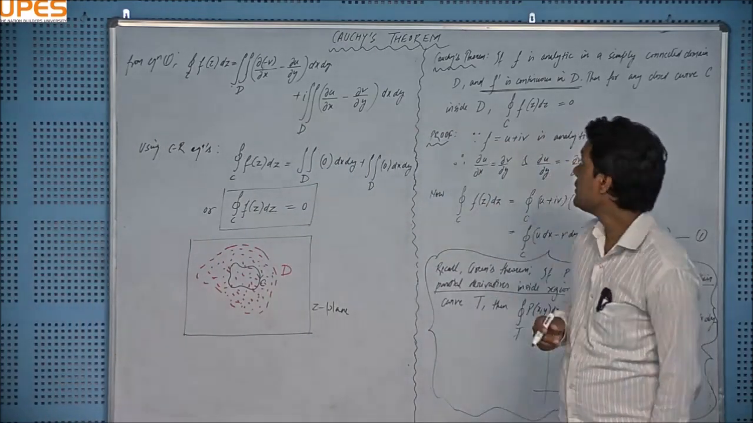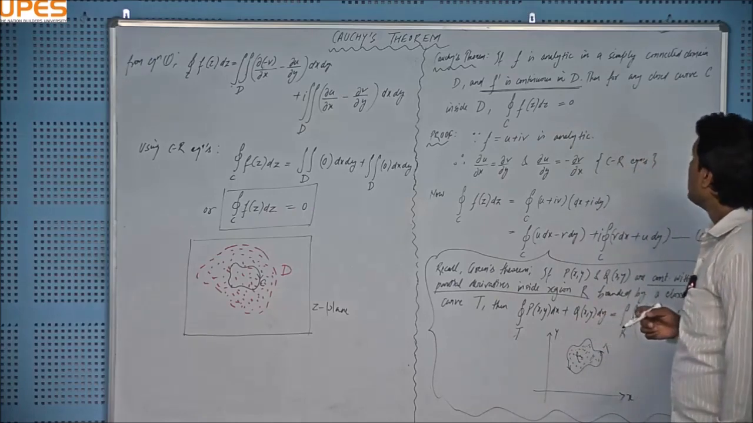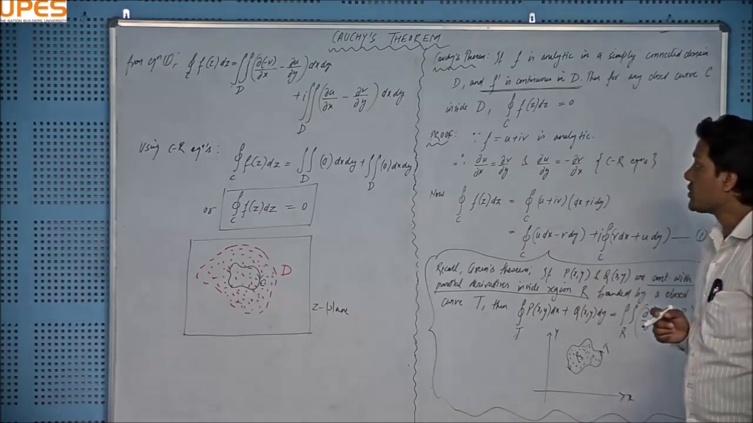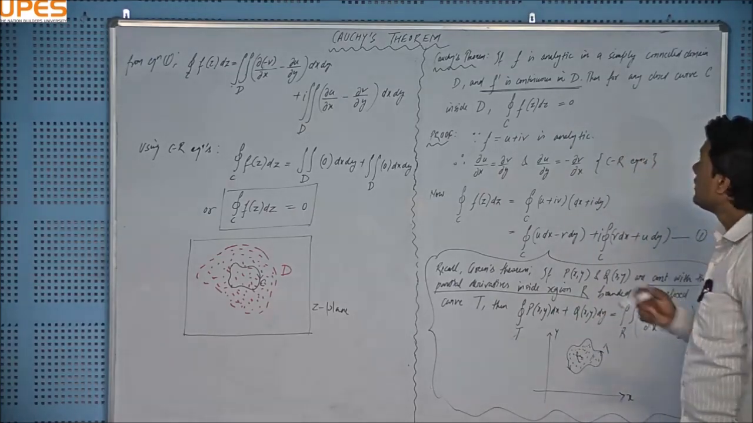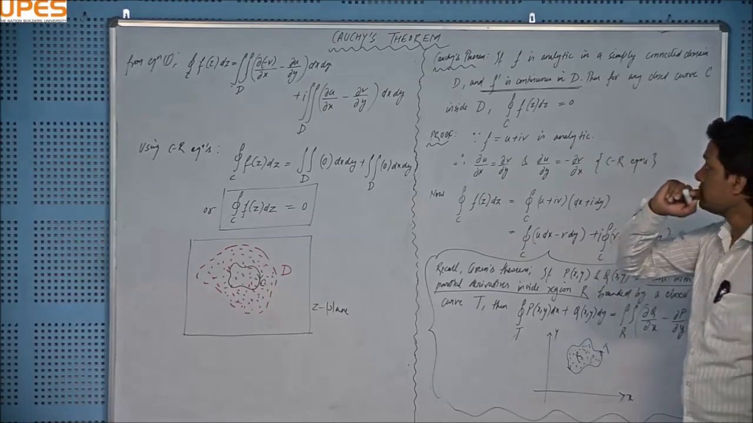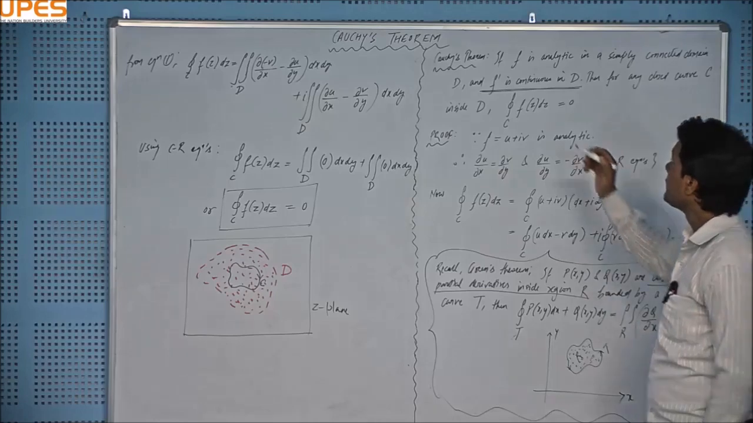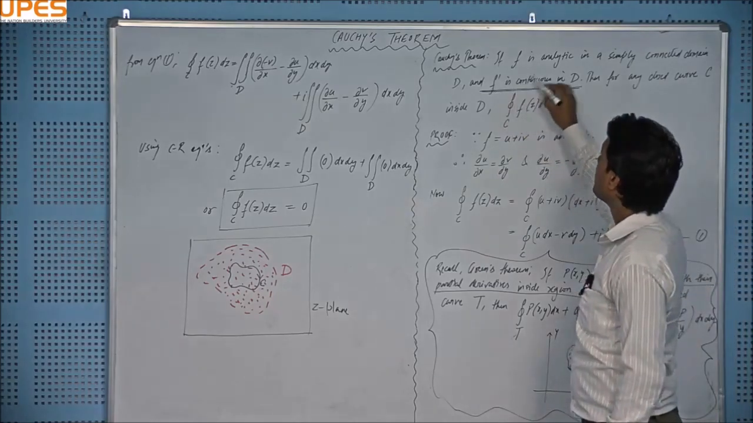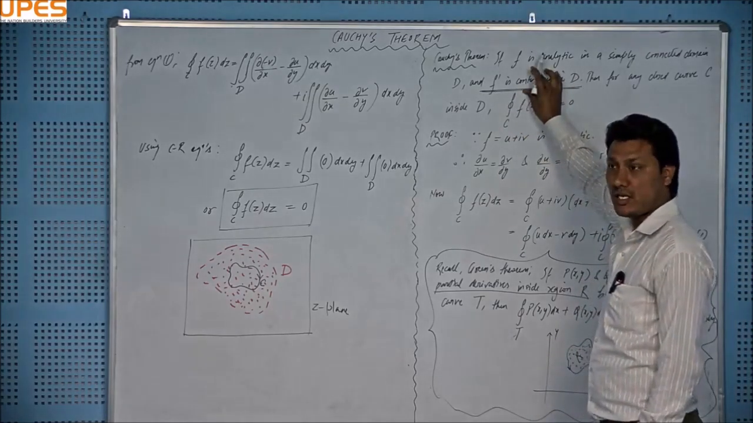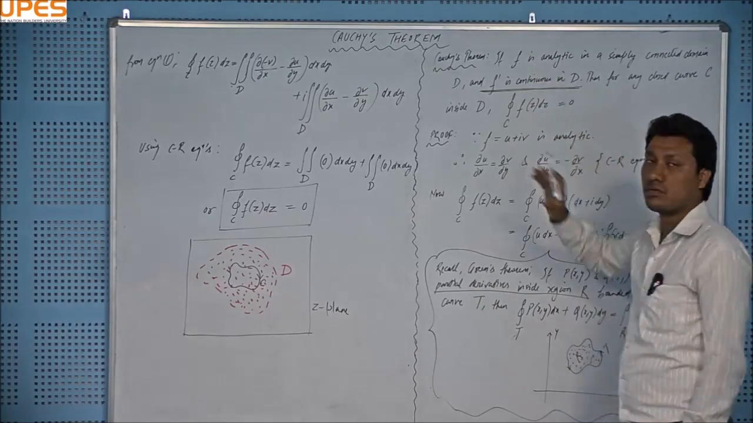And after several years, a French mathematician, Goursat, redefined this theorem or did some manipulation on this theorem. He said that this condition is not required. F dash is continuous on D is not required actually. Then this theorem still holds.